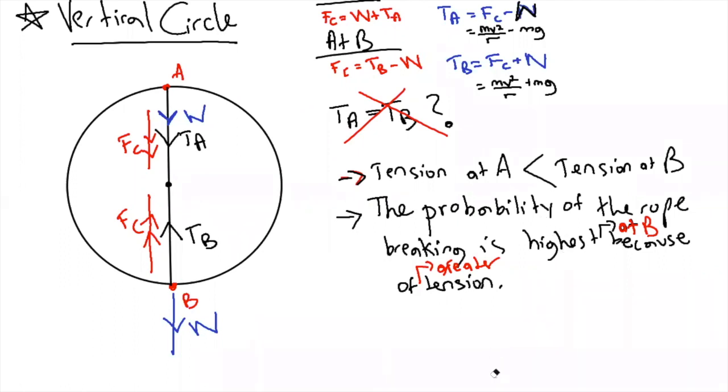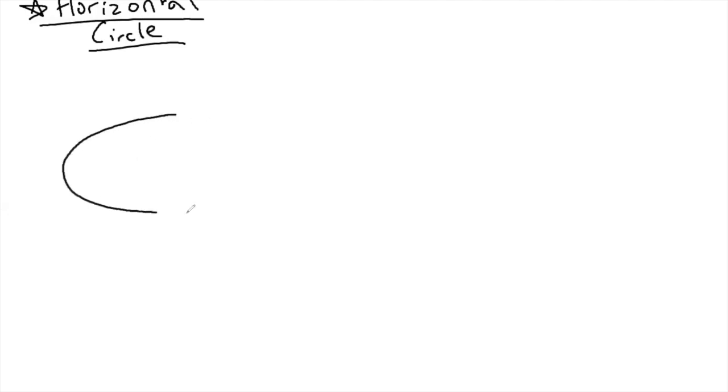Okay, so I'm clearing the board. Now we just did the vertical circle, but there's a continuation to this concept. We haven't finished it yet because now we're going to do the horizontal circle. Okay, so horizontal circle. I hope the circle looks nice. It looks terrible. Anyway, it doesn't matter.